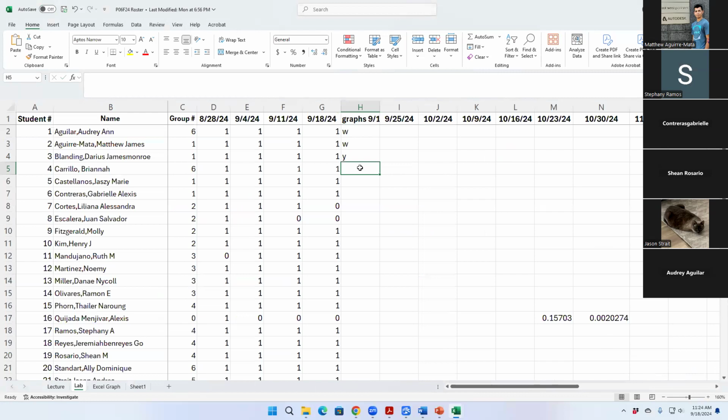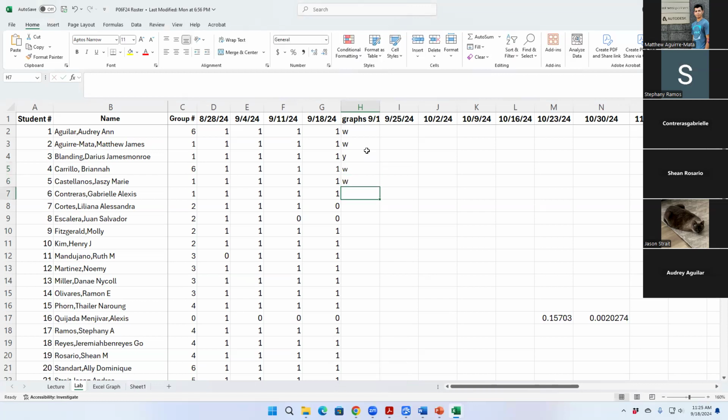So Brianna, did you manage to finish all the three graphs? Working on them. Okay. How many graphs have you done so far? Two. Okay, so one more to go. That's good. Thank you. I'm gonna put here two. Just put working. And next, Jazzy Castellano, working on them. How many graphs have you done so far? One. Okay. We have two more to go.